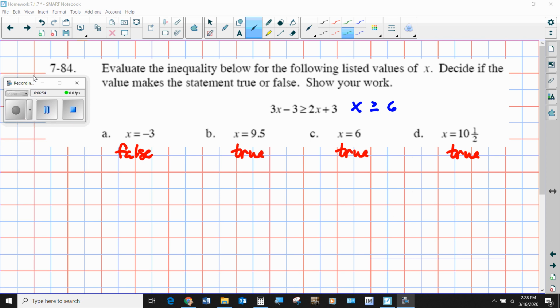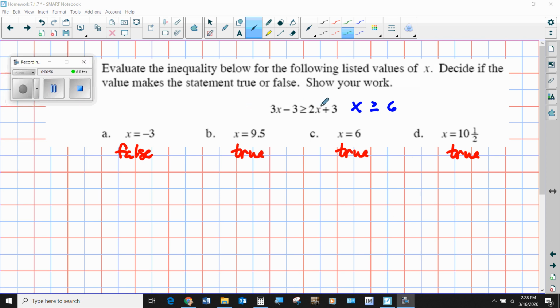Problem number 84 is just evaluating these expressions. If we plug in these values for x, does it make the left side greater than the right side? It's just a matter of plugging those numbers in and simplifying, and you'll see that A is the only one that doesn't work. If you were to solve this inequality by subtracting 2 x's from each side and adding 3 to each side, you would see that any value for x that is greater than or equal to 6 is actually going to work in this inequality.